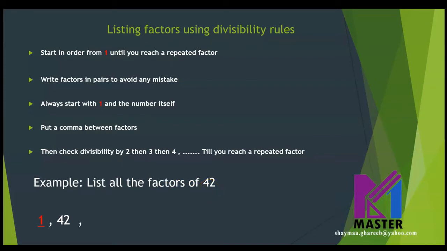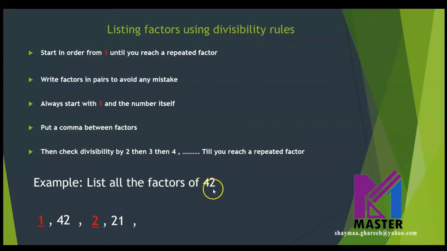Now, I have to know 2 times what gives 42. How to get the other factor? By dividing 42 by 2. 42 divided by 2 equals 21. So the two factors that give 42 are 2 and 21. I'm done with the 1. I'm done with the 2. Now I will think of the 3.